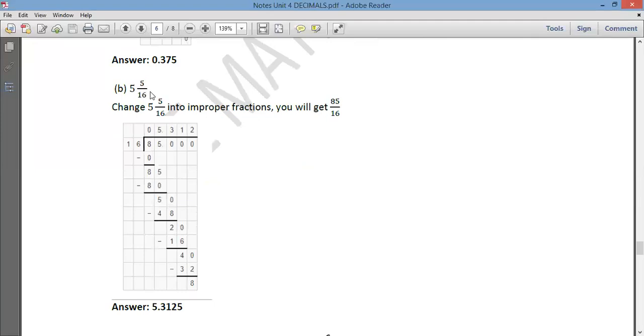mixed numbers, you have 2 methods. One, you change this into improper fraction, then you will get 85 over 16.